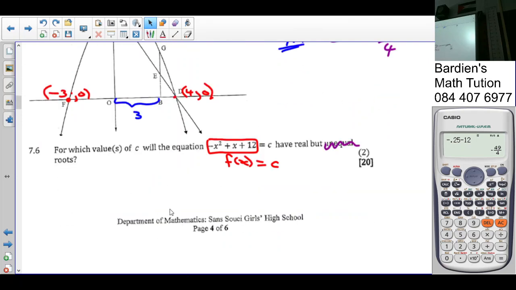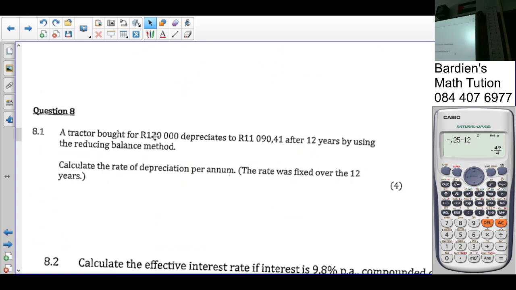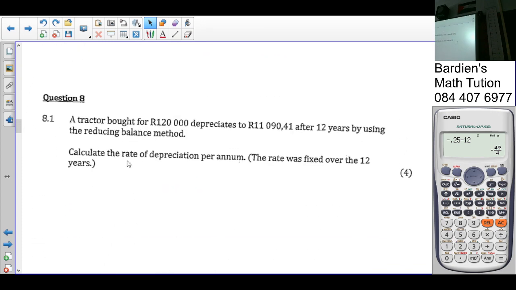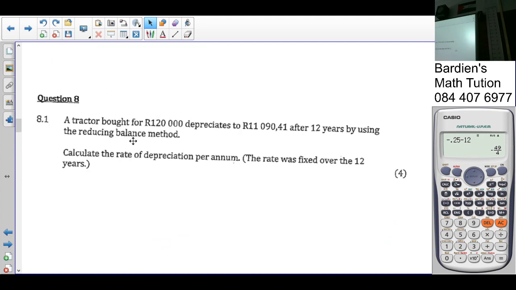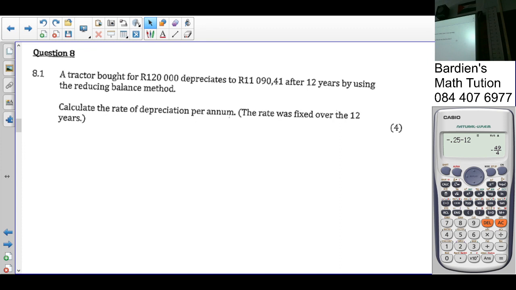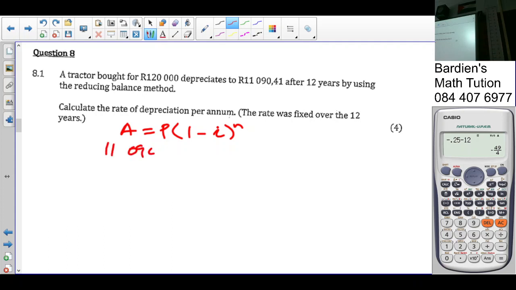So that's that. You look at question 8, your finance. This is the one where many score marks. The tractor is bought for 120,000, depreciates to 11,090 rand and 41 cents after 12 years by using the reducing balance method. What is the formula for reducing balance method? A is equal to P into 1 minus i to the exponent n. Reducing balance, diminishing balance means the same thing. So your A value is 11,090 rand and 41 cents.